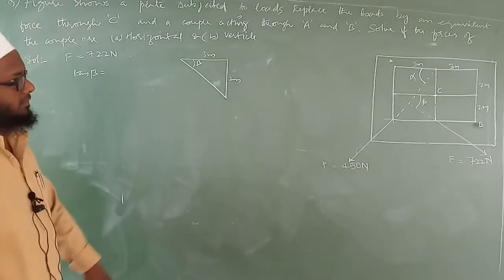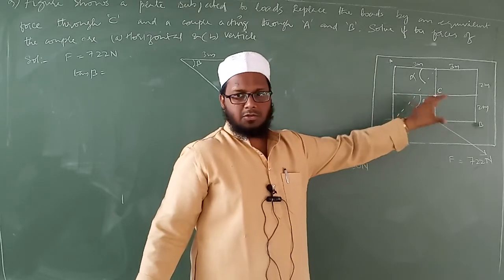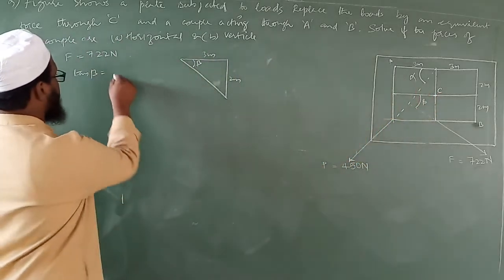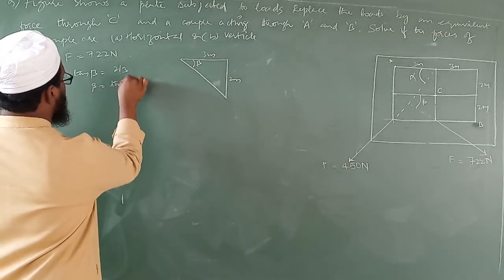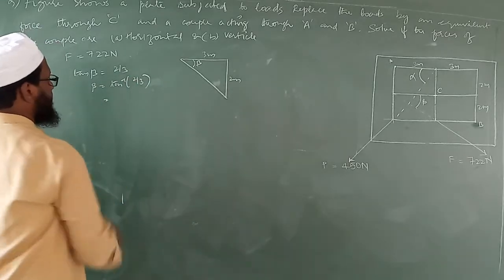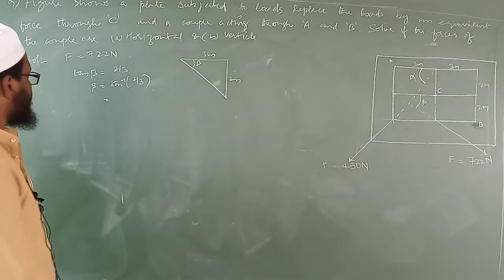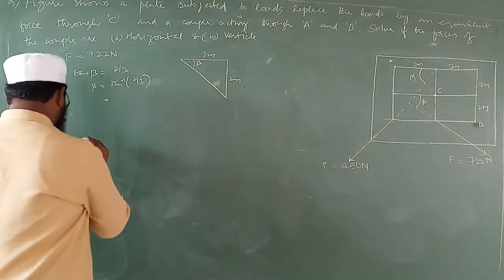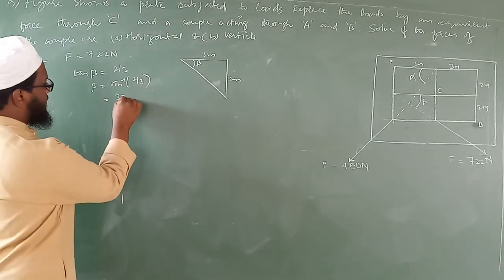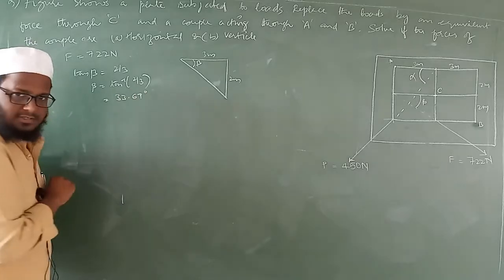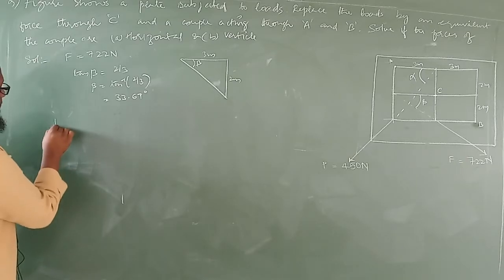Tan beta is equal to height of this triangle by base of this triangle, 2 by 3. So beta is equal to tan inverse of 2 by 3. What is the value of tan inverse of 2 by 3? You got the value of beta, 33.69 degrees.